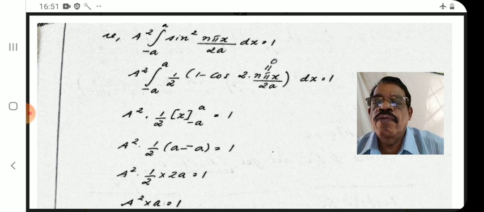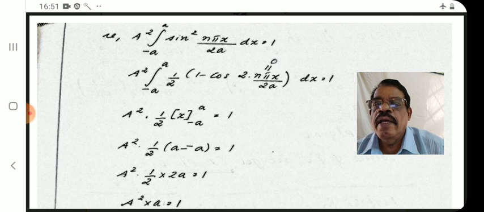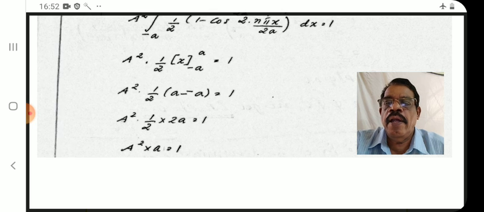And you know, for this limit the cosine function or sine function like this is 0. So we mark it 0 as shown there. A squared into half. Then there is only 1 dx, that is x from minus a to plus a. A squared into half, a minus minus a. 2a is coming. A squared into 1 by 2 into 2a is equal to 1. A squared into a is equal to 1.